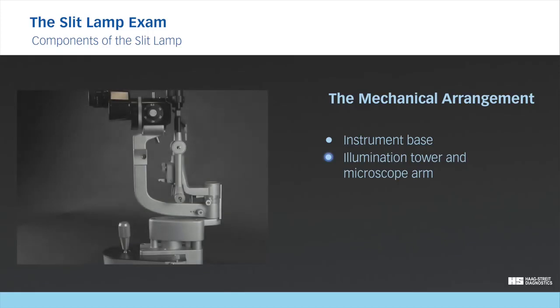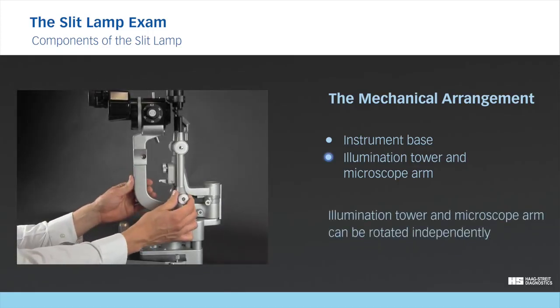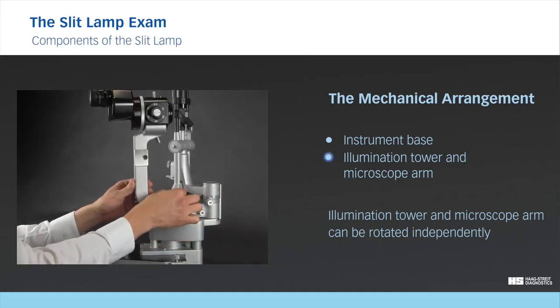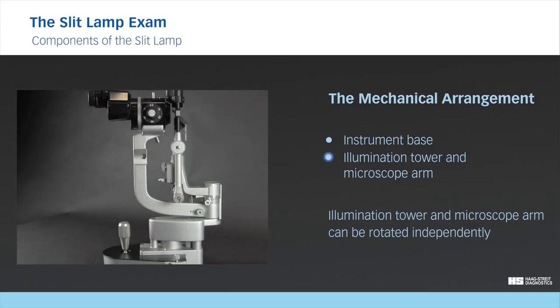During the slit lamp examination, the illumination tower and the microscope arm are moved independently of one another. The microscope arm is most frequently positioned directly in front of the eye, while the illumination tower is typically rotated to the user's left or right to illuminate the ocular structures from an angle.